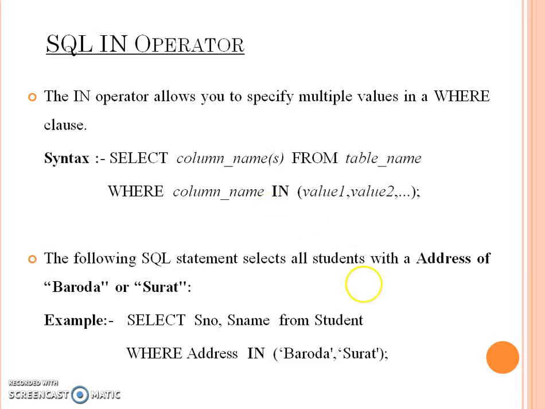Considering the student table, if I want to find out the list of all those students who are having their address Vadodara or Surat, my query would be select S number, S name, that is the 2 columns I want as an output, from the student table where address in Vadodara or Surat. The values I was supposed to check were Vadodara and Surat. Those are separated by commas, and since they are having the varchar data type, I need to enclose them in inverted commas.